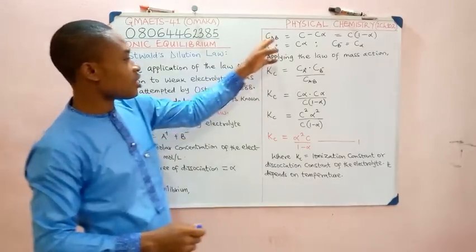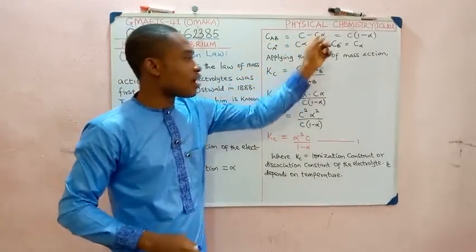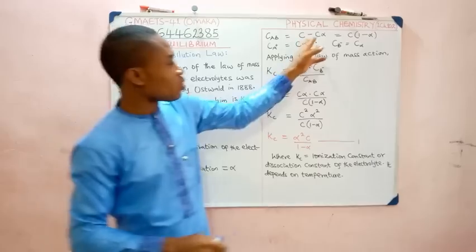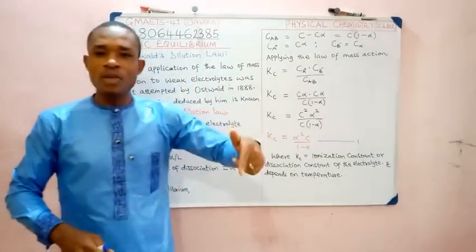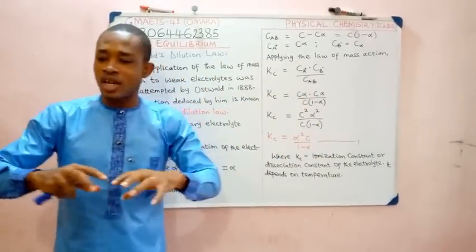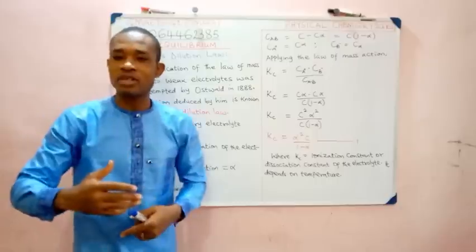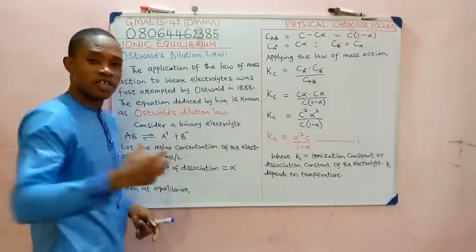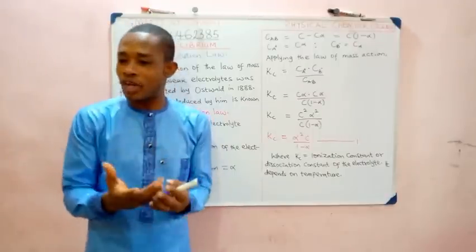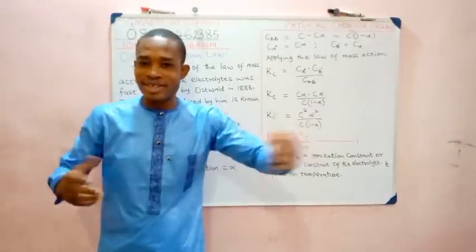So we're going to say that the concentration of AB is equal to C minus C alpha, and we can factorize since C is common, so you can write the equation in this form, right? Then at equilibrium also, since we know that the electrolyte is giving us C alpha, then if you look at the product here, this is 1 mole of this ion, 1 mole of this ion. It means they're going to get equal value of what the electrolyte is giving off.